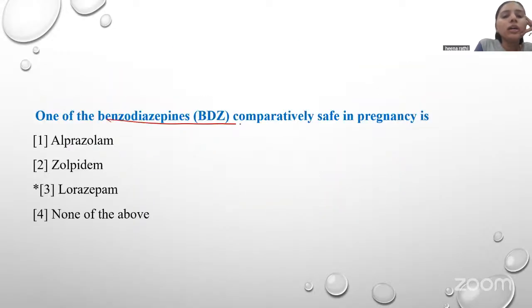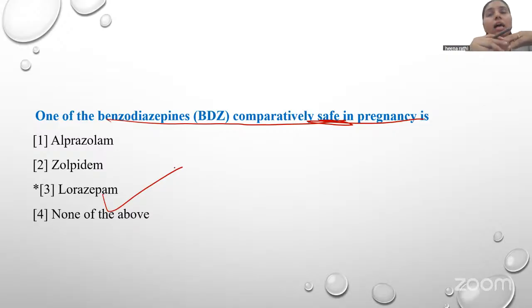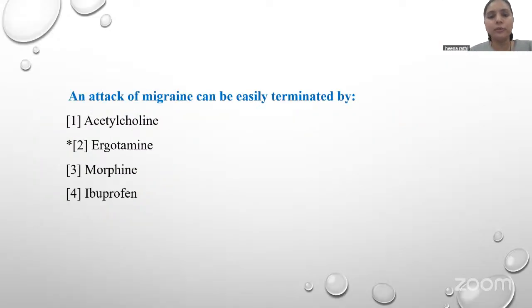One of the benzodiazepines comparatively safe in pregnancy is lorazepam. That's why if a female is pregnant and has a status epilepticus attack, then we can give this lorazepam to that female because it is safer in pregnancy.